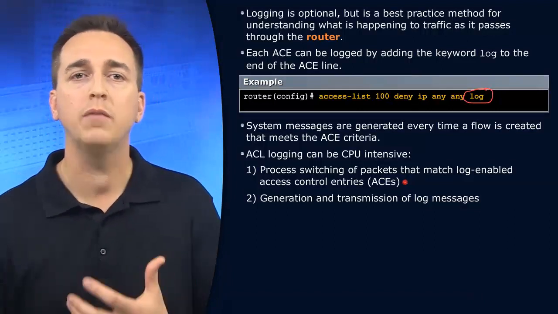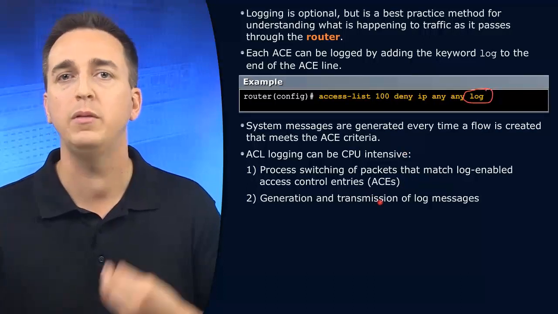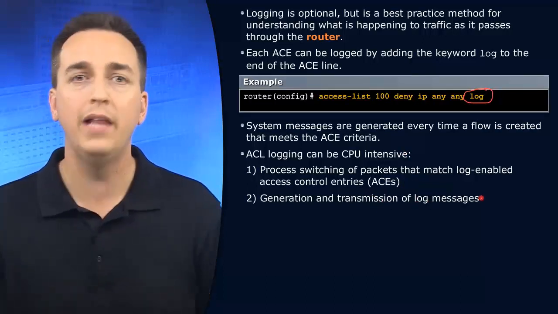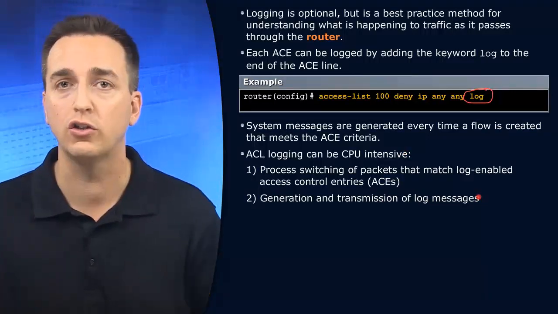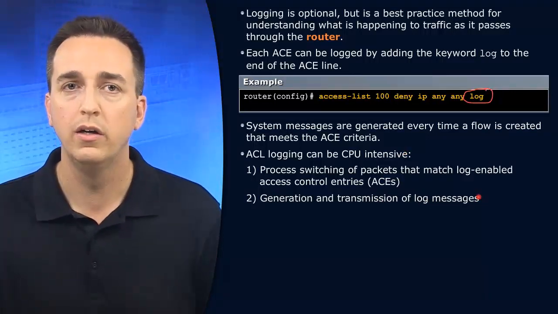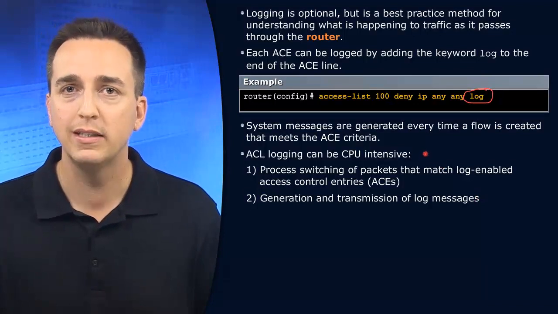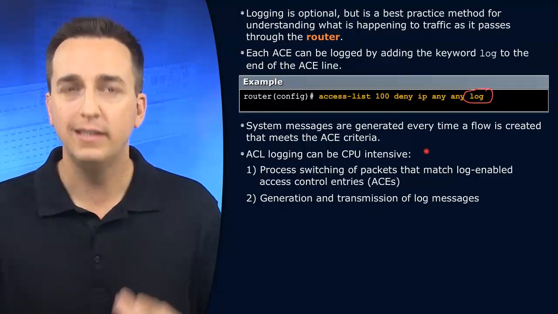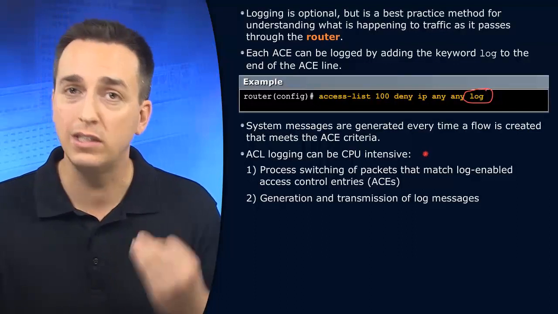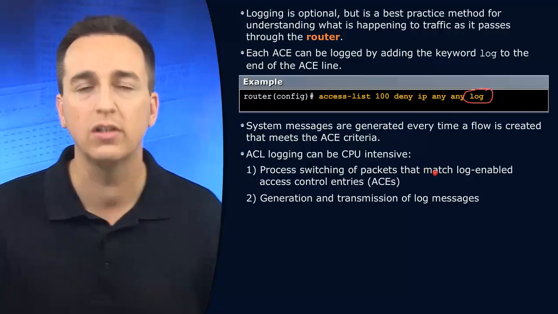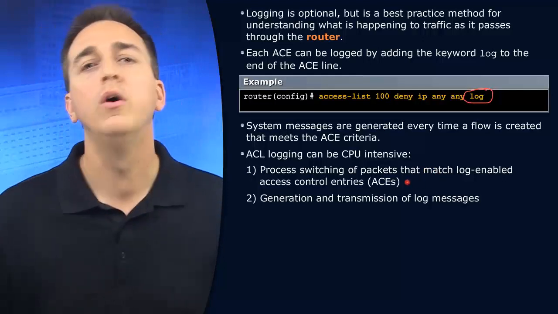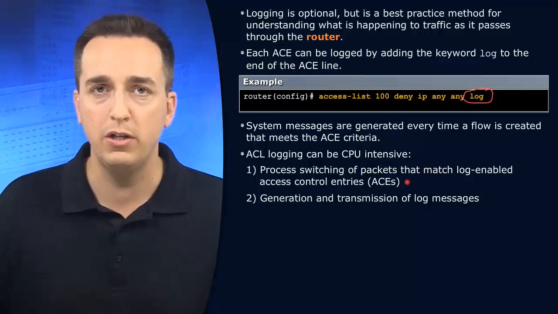It's all these log messages that are being generated and having to be transmitted to the CPU and then displayed wherever they are, to the syslog server, to your console screen. That takes a lot of work. So I want you to remember this. Remember this. The access control logging is CPU intensive because of that process switching of the packets that match the log enabled ACEs.